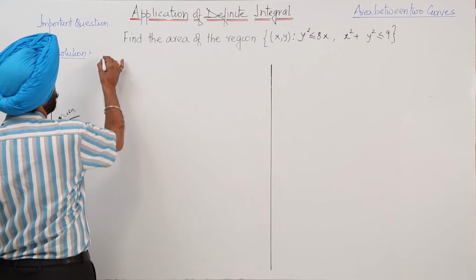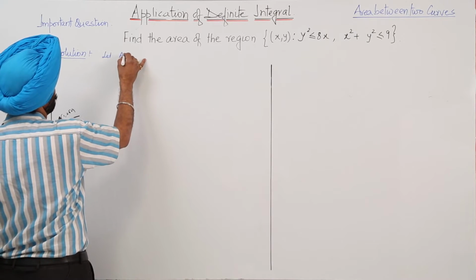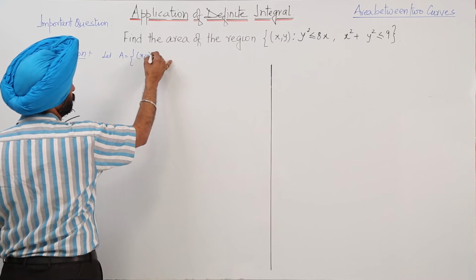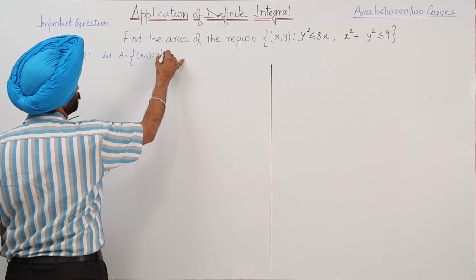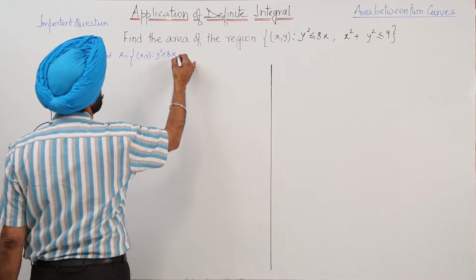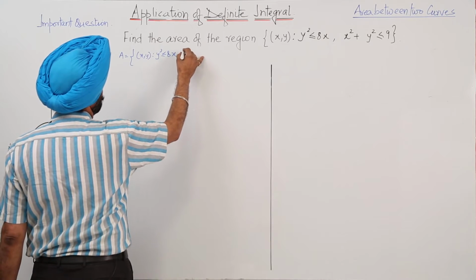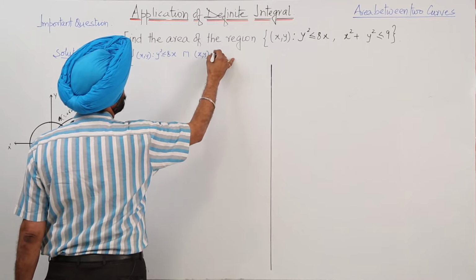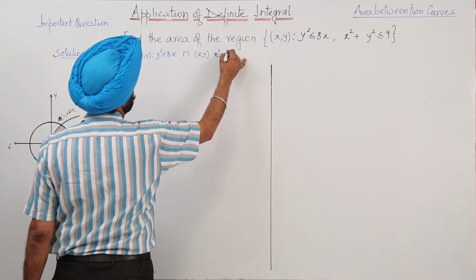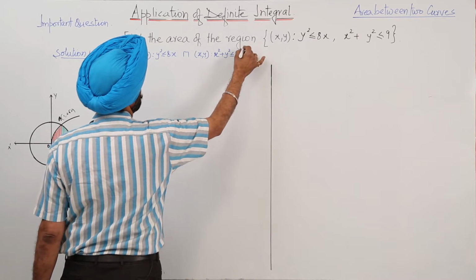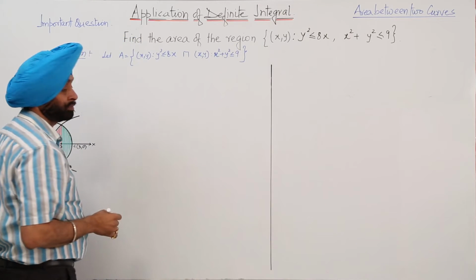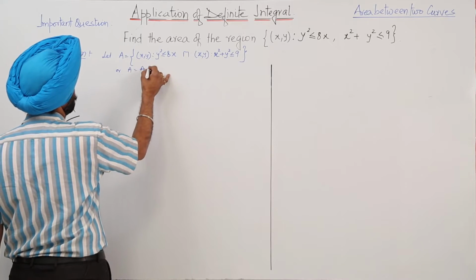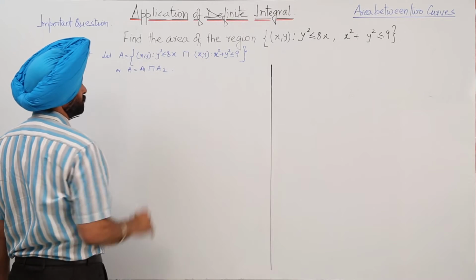Now let A be equal to {(x, y) such that y square is less than or equal to 8x} intersection {(x, y) such that x square plus y square is less than or equal to 9}, or A is equal to A1 intersection A2.